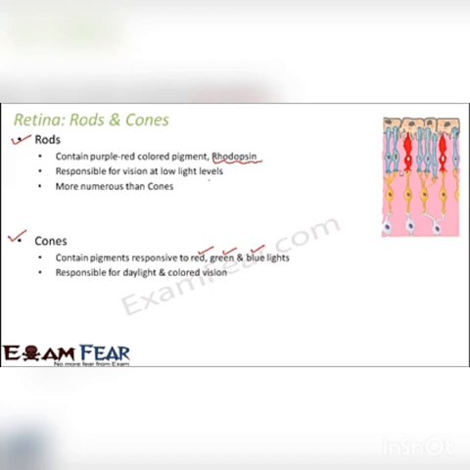In this picture are drawn the rod and cone cells. The blue ones which you see here are the rods, and the red ones are the cones. If you look at the number of rods, they are quite more when compared to the number of cones. So this is how the retina is. The retina is sensitive to light due to the presence of rods and cones.